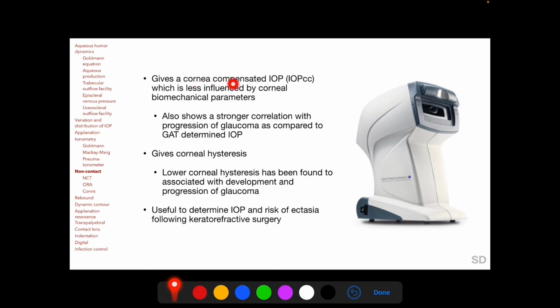ORA gives a cornea compensated IOP which is said to be less influenced by corneal biomechanical parameters. And this cornea compensated IOP shows a stronger correlation with progression of glaucoma as compared to GAT determined IOP. ORA also gives corneal hysteresis, a corneal biomechanical parameter, and it has been shown that lower corneal hysteresis is associated with development and progression of glaucoma as well as keratoconus. And ORA has been found to be useful to determine intraocular pressure and risk of ectasia following keratorefractive surgery.